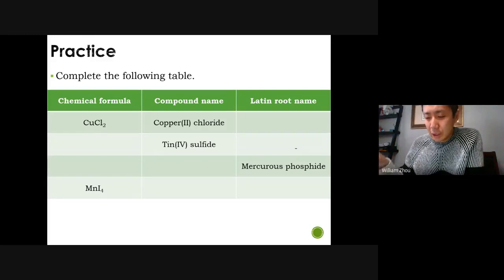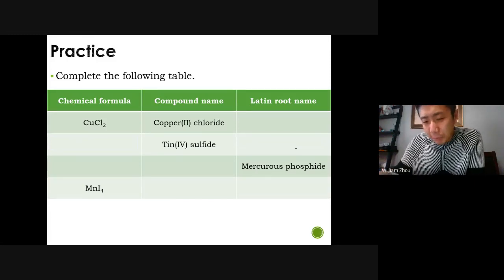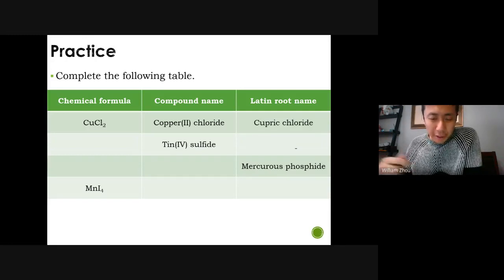For every two chlorines, you have one copper, and chlorine is negative 1, so that means copper must be plus 2. Okay, and for the Latin name, copper being the 2 plus, that is bigger than the 1 plus, so this is the higher charge, so it's cupric chloride for the Latin.